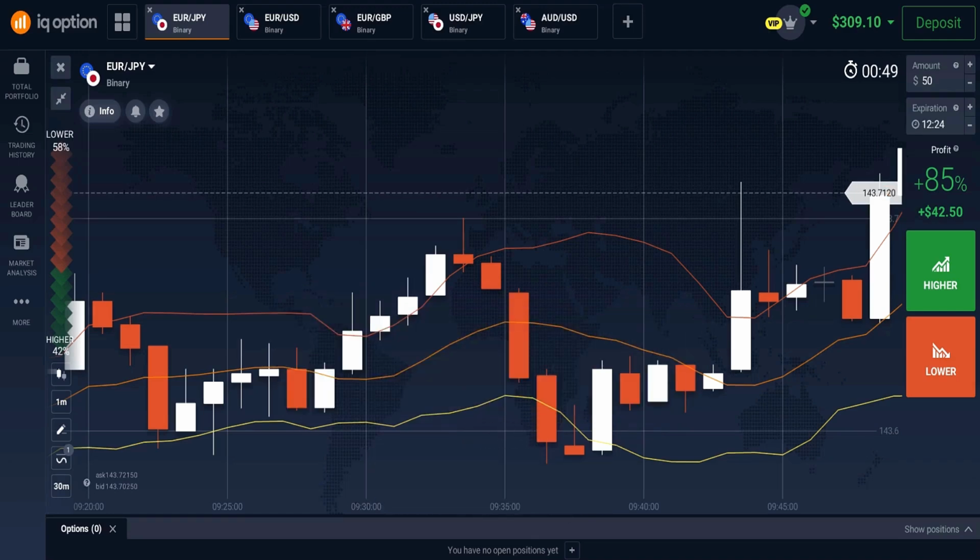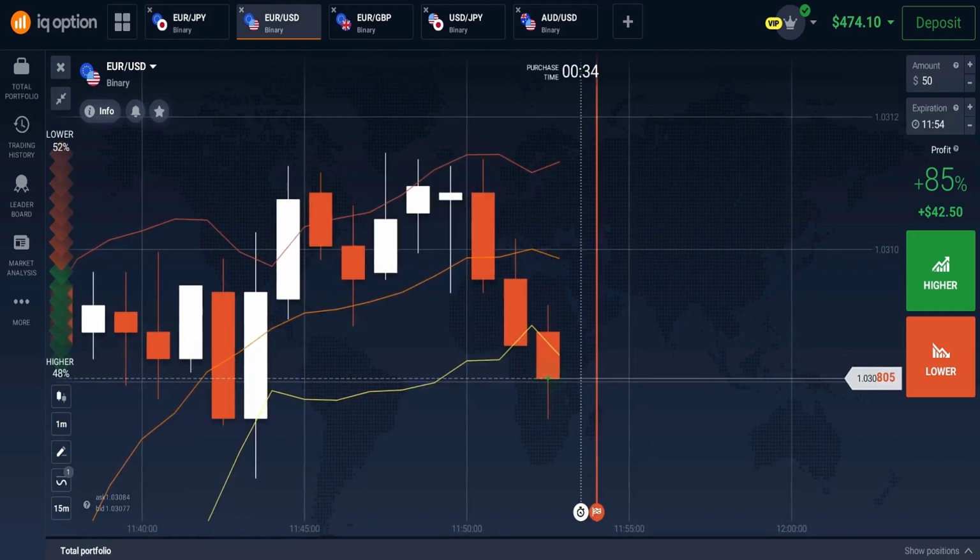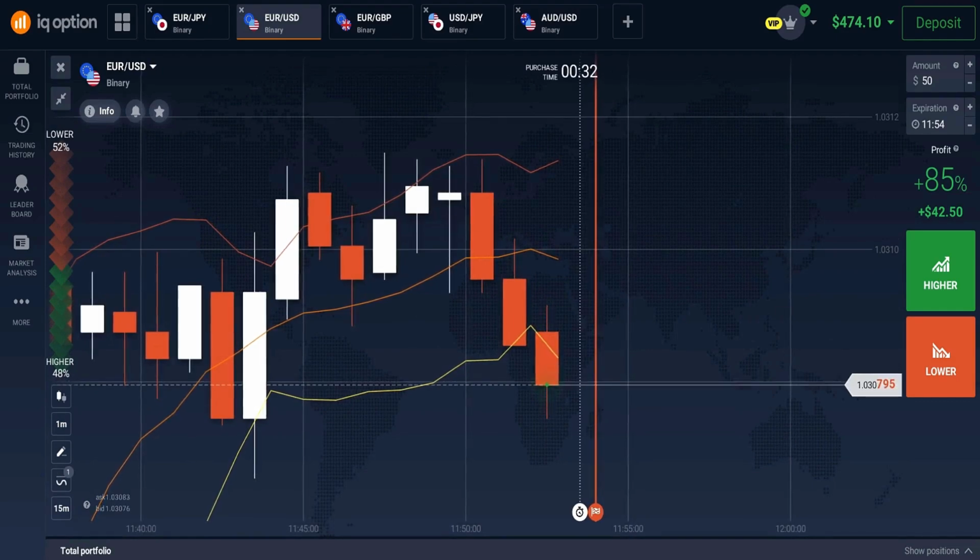All right, traders, now comes the exciting part. Let's move over to the live charts. I'll show you exactly how this strategy works in real market conditions. Stay with me, don't skip ahead, because each trade I take will have valuable insights that can help you become a better trader. Ready? Let's dive into some live trades right now.